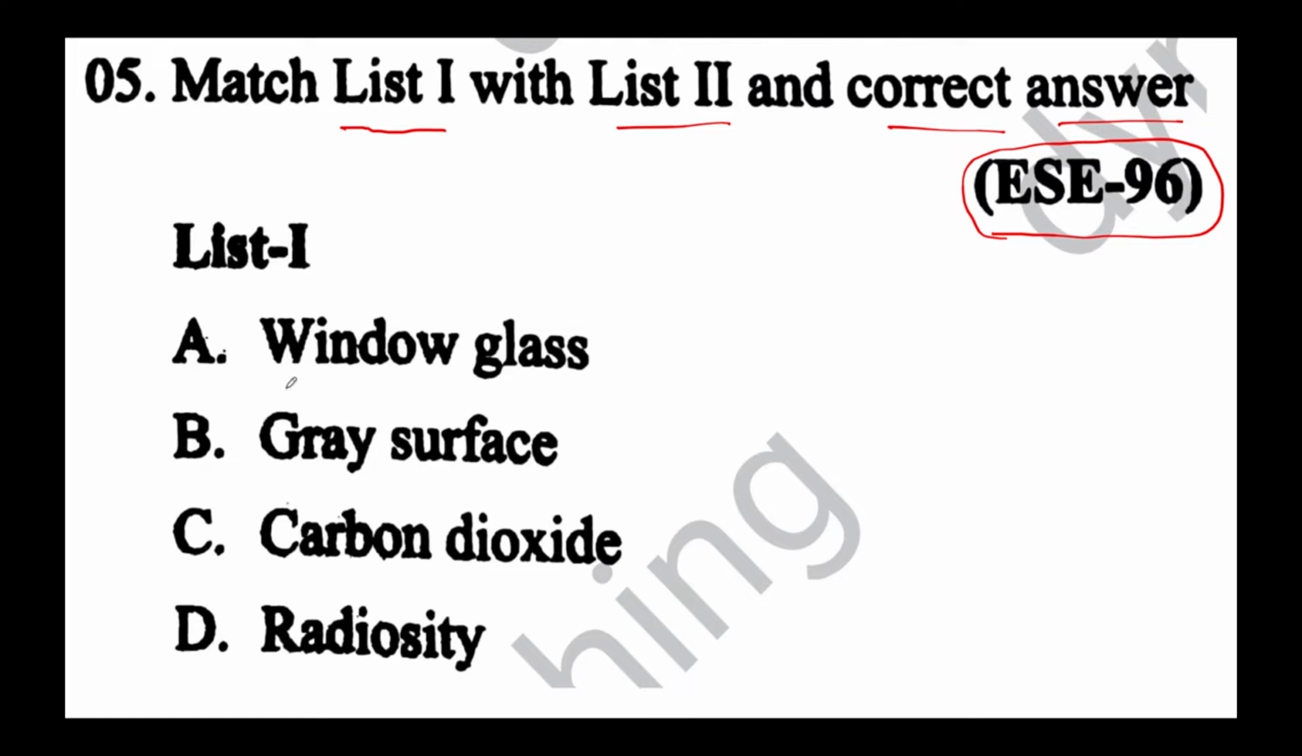List 1 contains these four statements. Statement A, it is window glass. Statement B, gray surface. Statement C, carbon dioxide. Statement D, radiosity. So these are all the statements which have been given in list 1. Once again, let me just repeat it. It is window glass, gray surface, carbon dioxide, and radiosity.